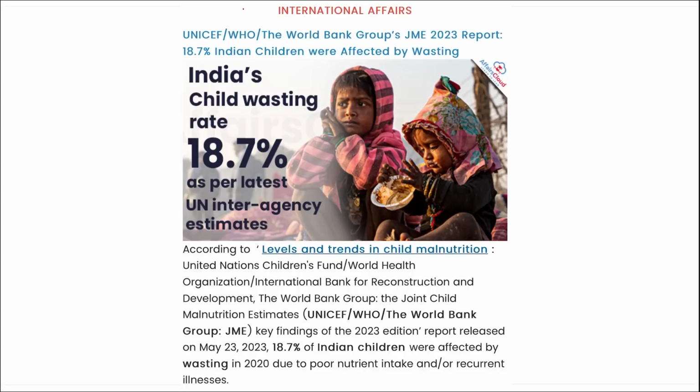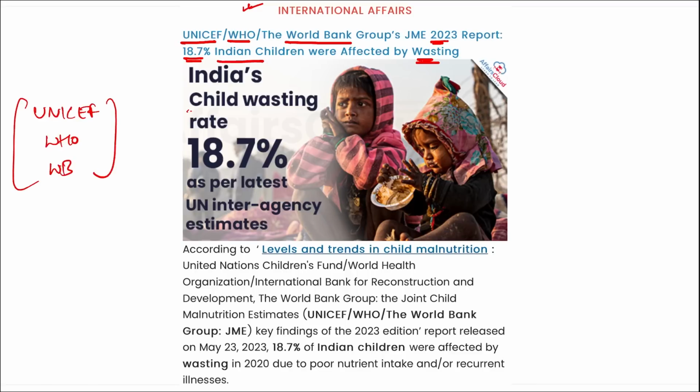Next, let's move to international affairs. First is UNICEF, WHO, and the World Bank Group. In the JME 2023 report, these three organizations together released a report that 18.7% of Indian children were affected by wasting. I repeat, the data was jointly released by UNICEF, WHO, and World Bank.